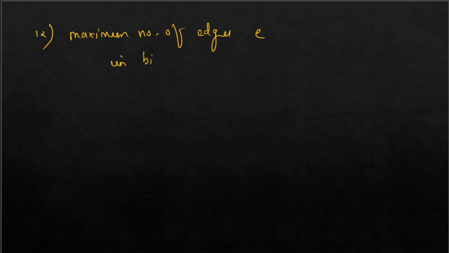Let's see 12th. Maximum number of edges E in a bipartite graph is smaller than or equal to n square by 4. Alright. So I hope there is no doubt in this.